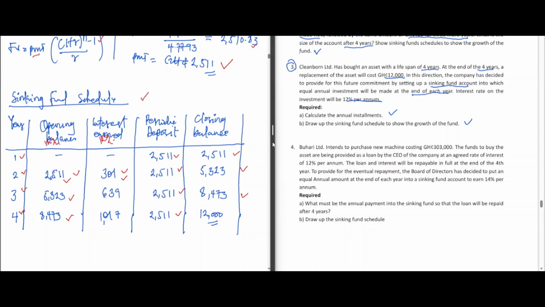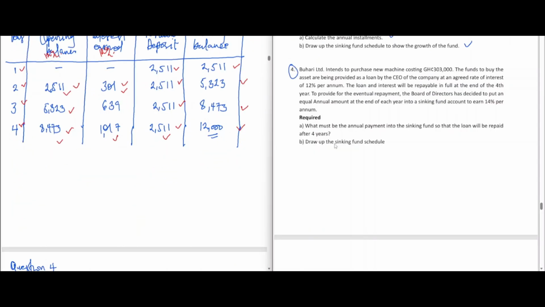Then we'll calculate our 12% interest on it, which will be 1,017 Ghana cedis. Then we'll make our last annual deposit of 2,511. So when we add that 2,511 plus 1,017 plus 8,473, we'll get our final value to be 12,000 Ghana cedis, which is the amount that the company is saving towards being able to replace the asset at the end of 4 years.